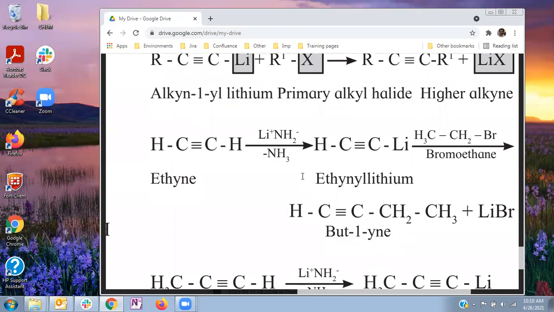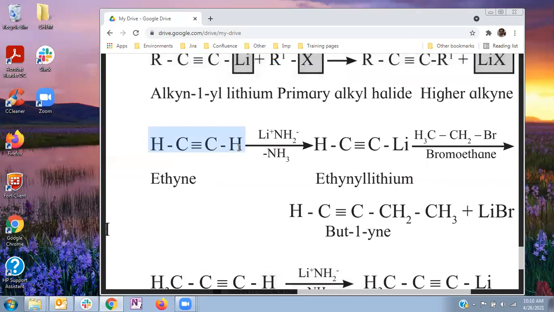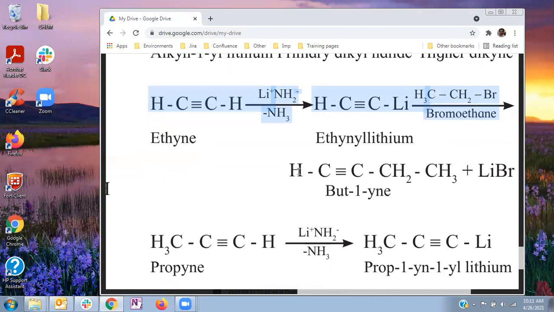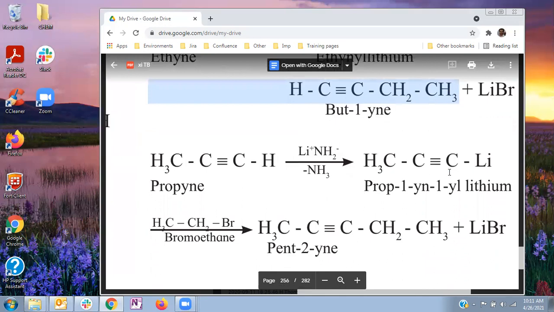A particular example of this type: CH triple bond CH is acetylene, also an example of a terminal alkyne. When treated with lithium amide, NH3 is given out as a side product and ethynyl lithium is the product. When treated with CH3CH2Br, that is bromoethane, we get HC triple bond C CH2CH3. It is but-1-yne and the side product is lithium bromide.